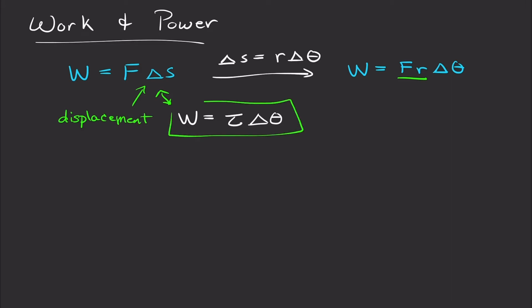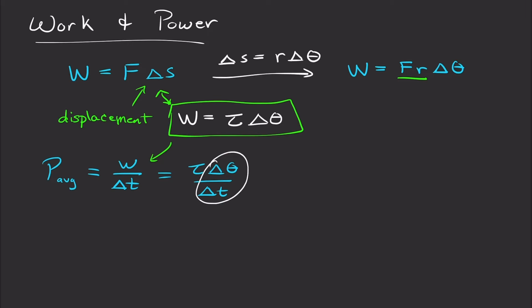Okay, so this is our formula for work done by a torque. And then we can easily get our expression for power. So average power is just the work done in some interval of time. If we plug in this formula that we just got for the work, then we get tau times delta theta over delta t. But delta theta over delta t is just equal to omega, or angular velocity. So our formula for power becomes: the power, or average power, is tau times omega.